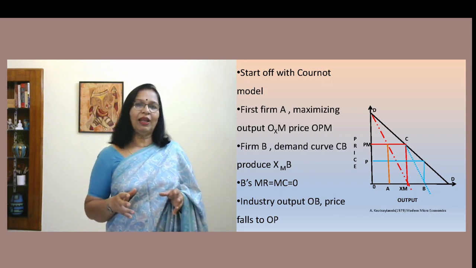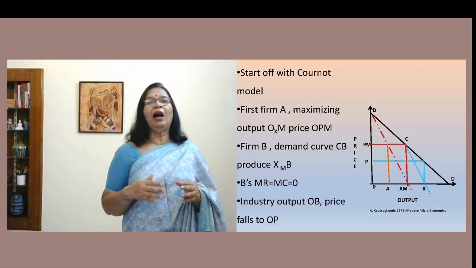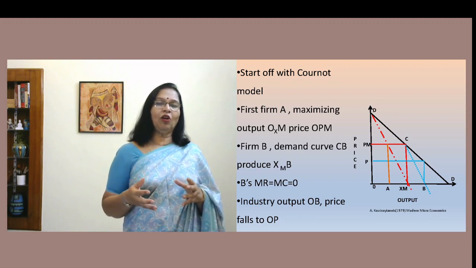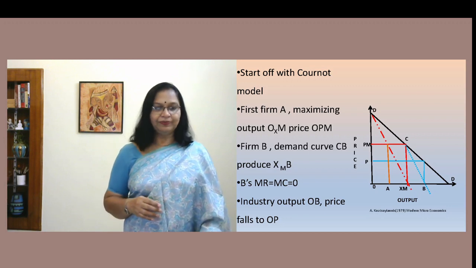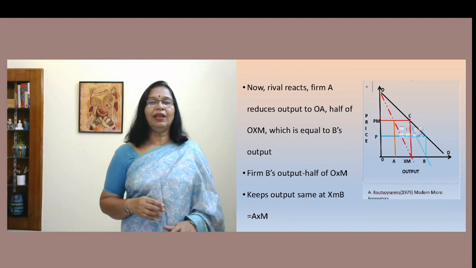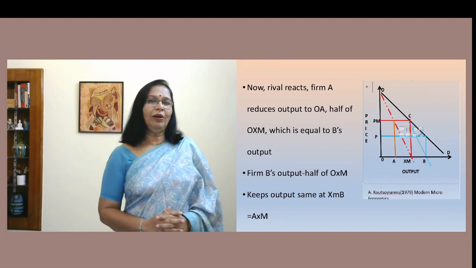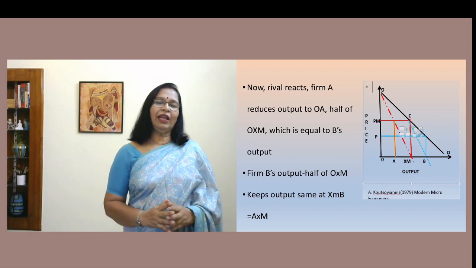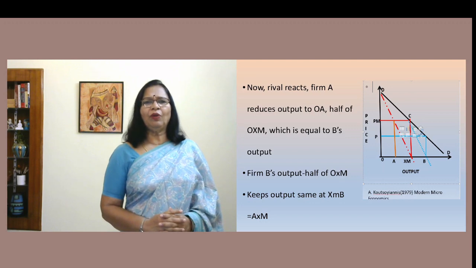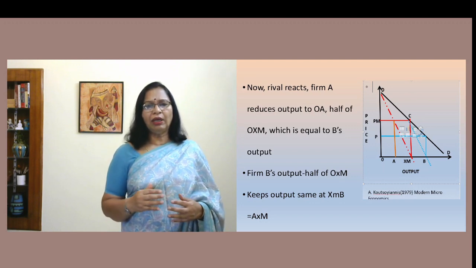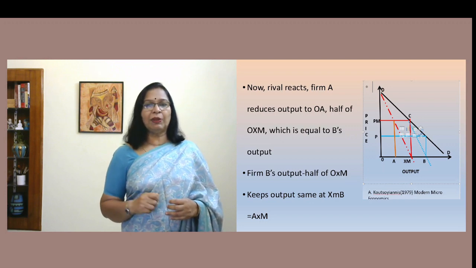At this stage, since this is the Cournot model, we will have to see how we can explain the behavior of the firms when they are taking interdependent decisions. Now, what will rival firm A do? Firm A has the option of increasing his output if he wants to, and that unsold portion BD, if he wants, he can enter into that space and sell.